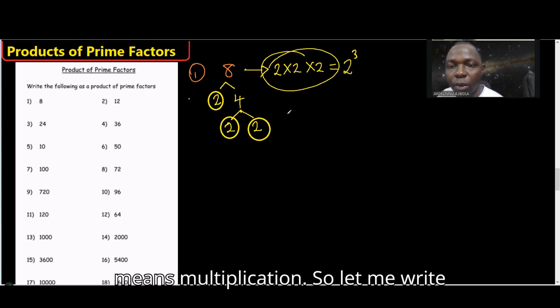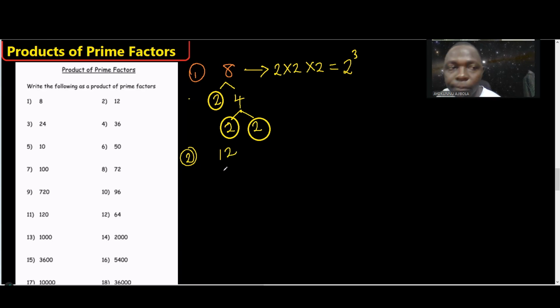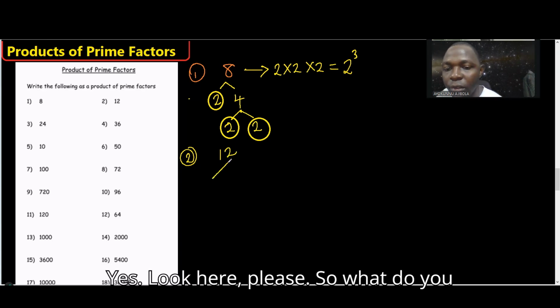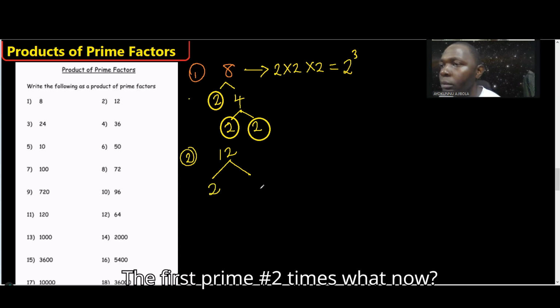Product means multiplication. So let me write number 2. Number 2 is 12, right? Yes. Look here, please. So what do you think? What's the first prime number again? The first prime number is 2. Times what now?